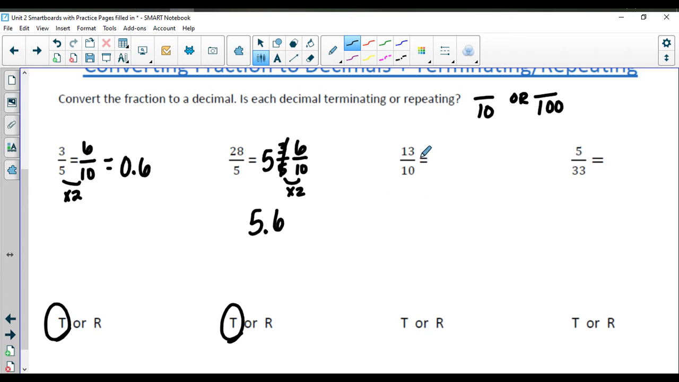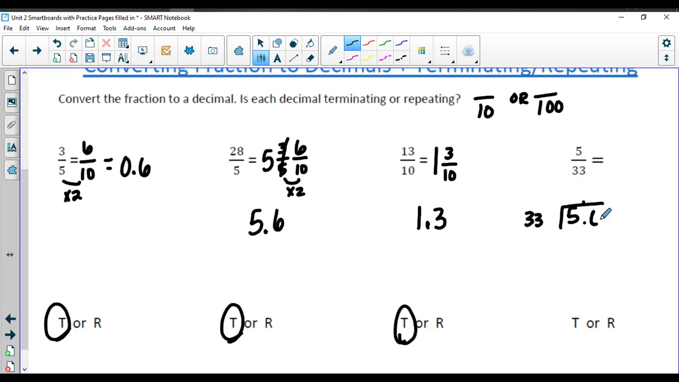In the next one, I'm going to go ahead and convert 13 tenths to a mixed number, and 13 divided by 10 is 1. 3 remaining, denominator stays 10. I'm already in 3 tenths, so 1 and 3 tenths is my decimal, and this is also terminating. The last one here, I have 5/33. I cannot easily change this into a 10 or a 100, so I am going to have to do long division. 5 divided by 33.